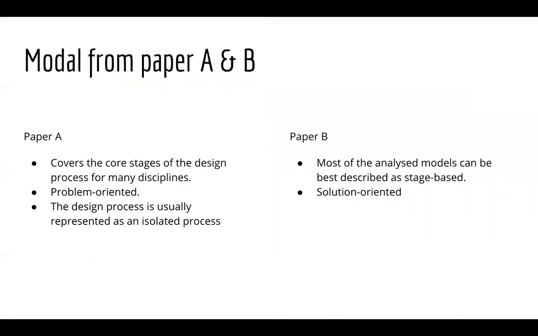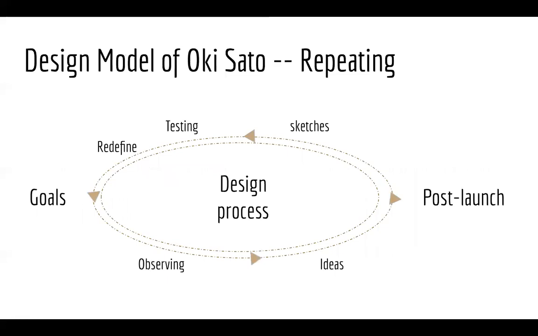The models from paper A and paper B are quite different. For paper A, it covers the core stages of design process for many disciplines, and it's program-oriented, but the design process is usually represented as an isolated process. For paper B, most of the analyzed models can be best described as stage-based and it's solution-oriented. Let's go back to the video.